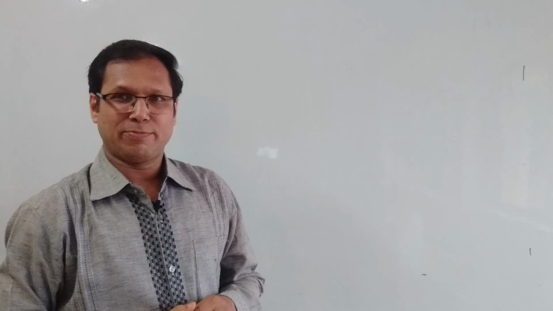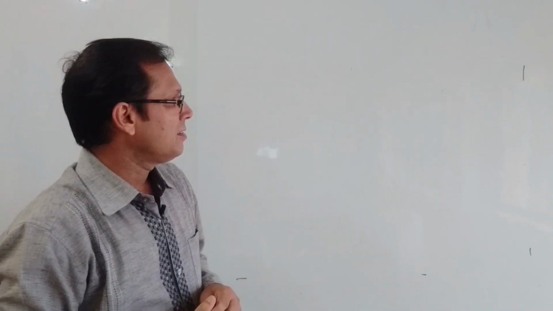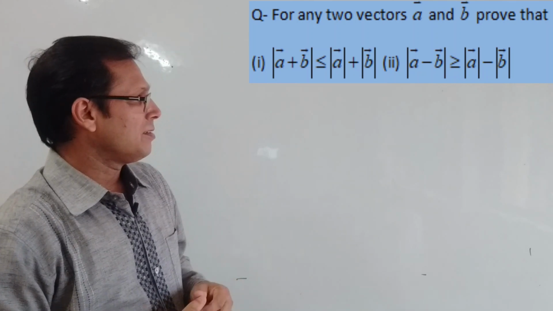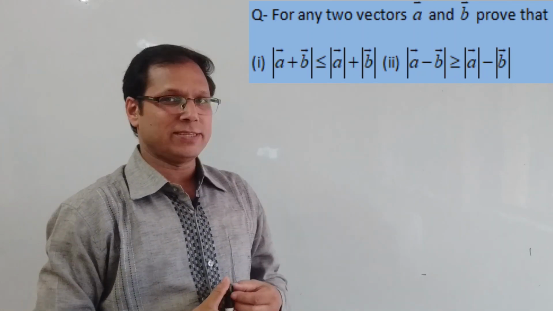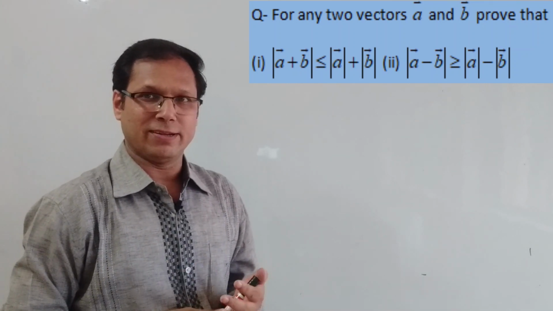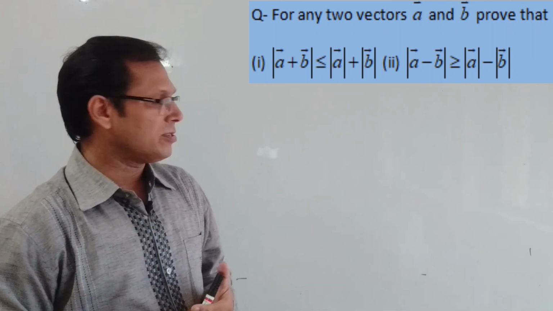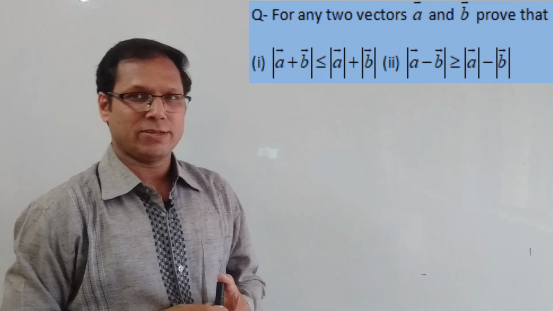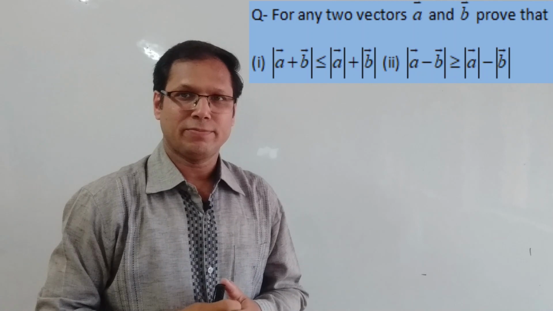Now we'll take another problem. You read the question carefully. For any two vectors A vector and B vector, you have to prove, in bit 1, modulus of A vector plus B vector is less than or equal to modulus of A vector plus modulus of B vector. And in the second bit, modulus of A vector minus B vector is greater than or equal to modulus of A vector minus modulus of B vector.